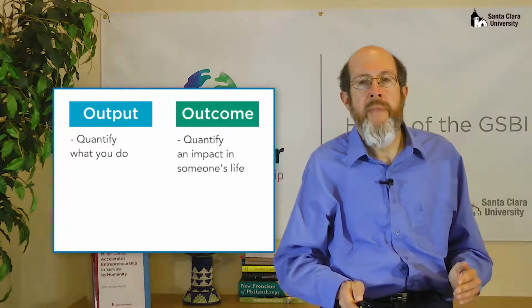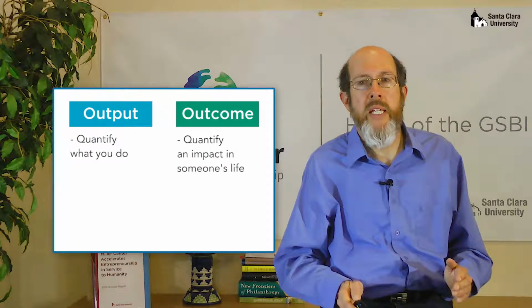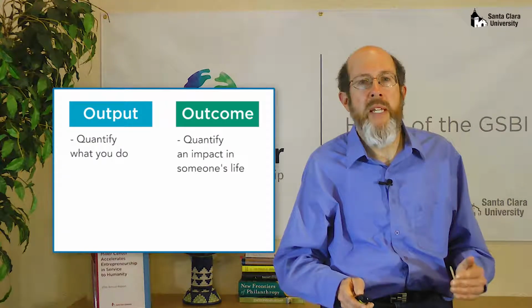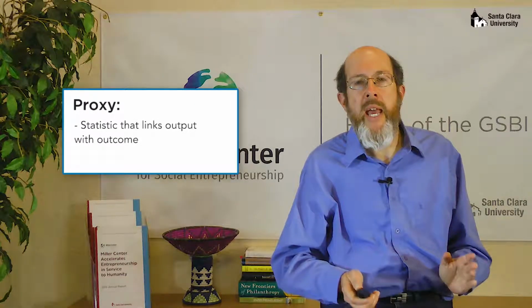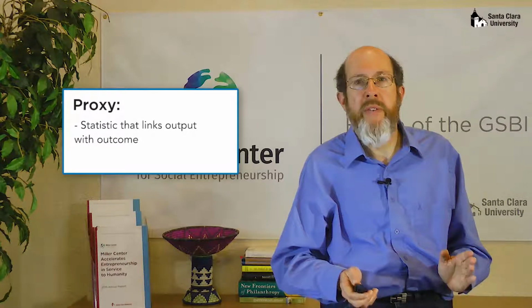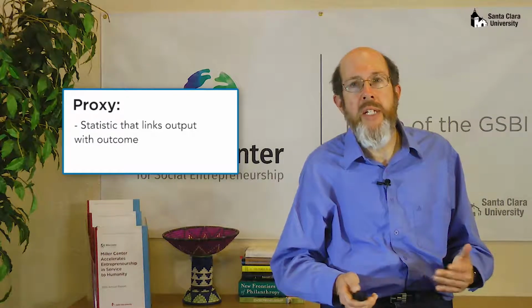The challenge with these outcome metrics is that they can be hard to track, and the results aren't always immediate or linked directly to your enterprise. Many social enterprises use something called a proxy to link outputs to outcomes. And the best way to do this is by finding existing research, ideally in your sector and geography, that shows how those two are related.